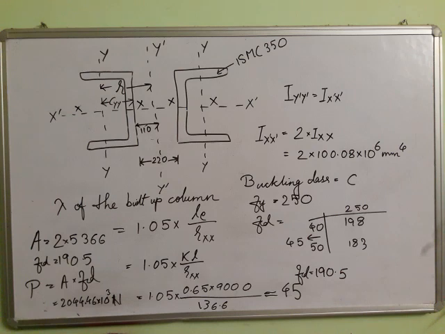Or we can say 2044 kilonewton. So this is what? Greater than the applied load, 1200 kilonewton. So we have provided a section which is sufficiently stronger and which can take a load of 2044 kilonewton, which is higher than the applied load of 1200 kilonewton.